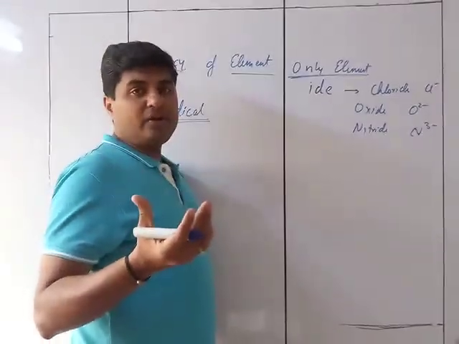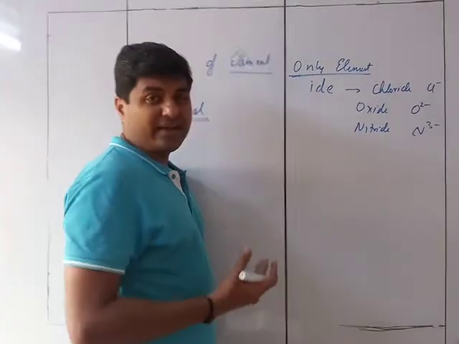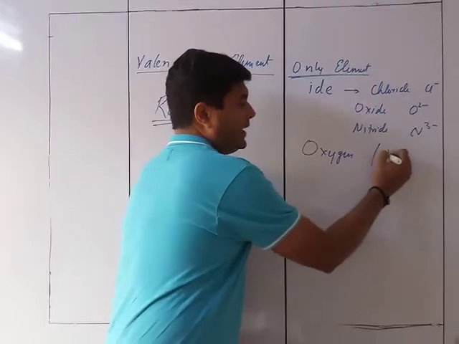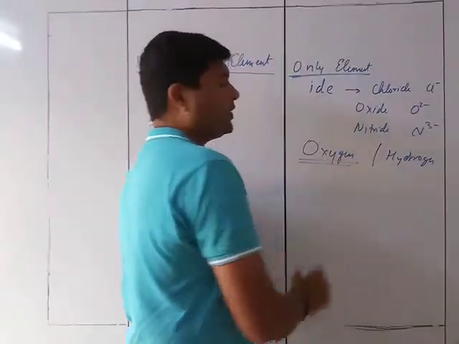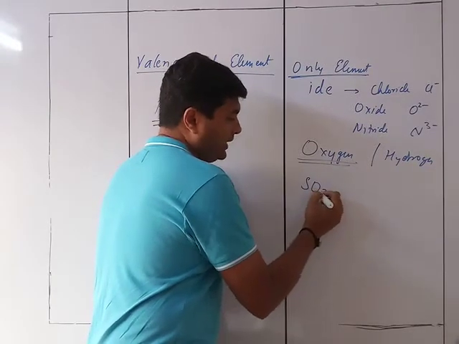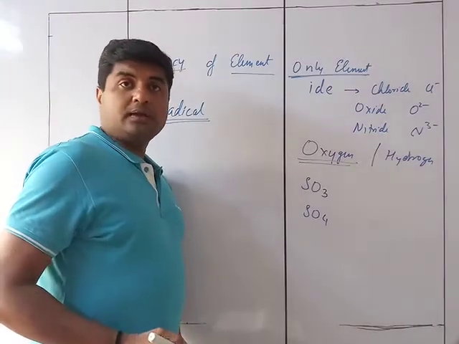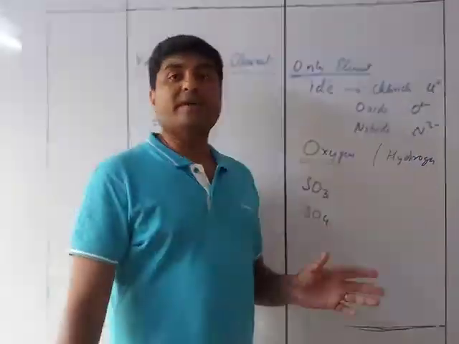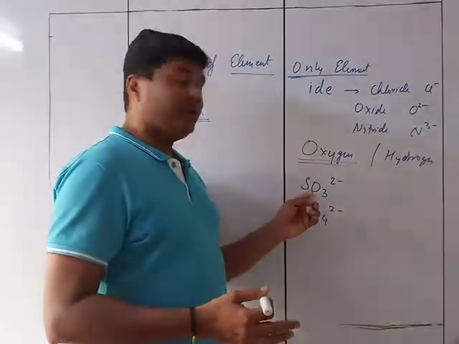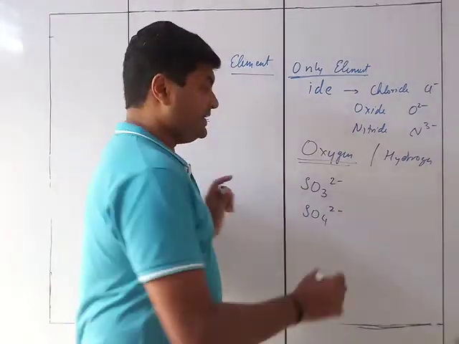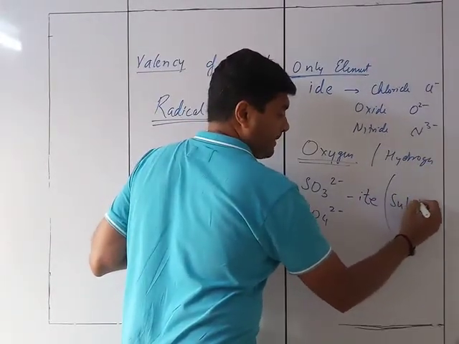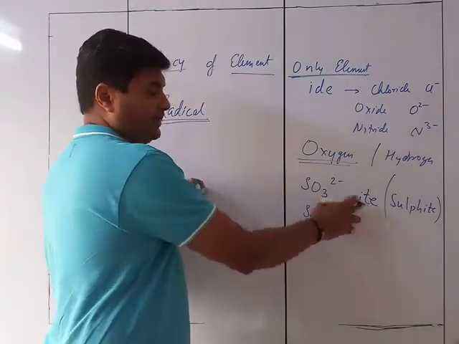Now comes the formation of negative radicals, which normally involves the presence of oxygen and hydrogen. In the case of oxygen, the number of oxygen atoms could be such that it is SO3 or SO4. Sulfur can combine with oxygen to form a radical as SO3 2- or SO4 2-. The name given for the lower amount of oxygen has the suffix ITE. That's why it is called sulfite. ITE means less oxygen.